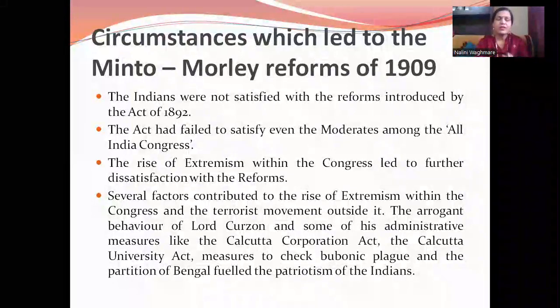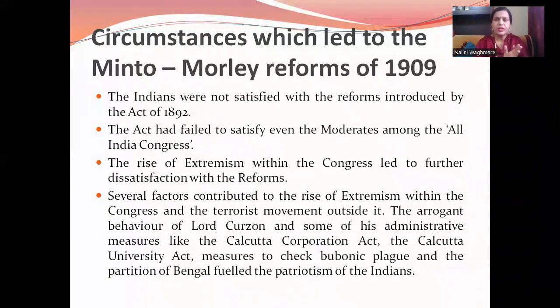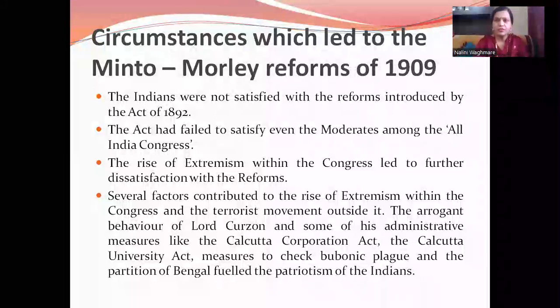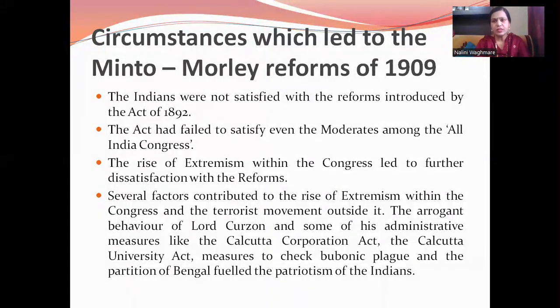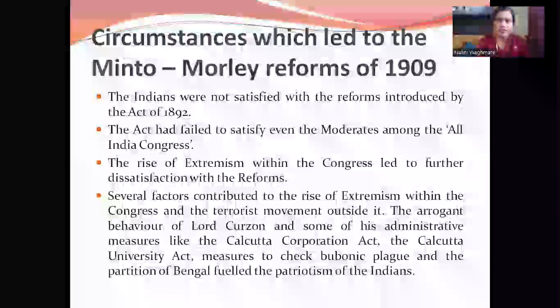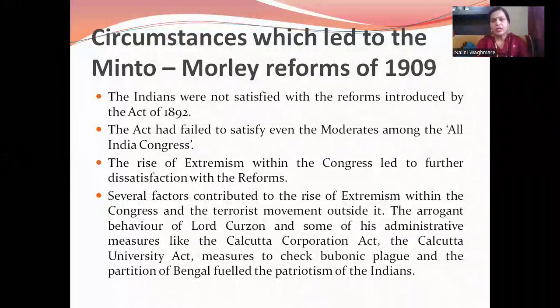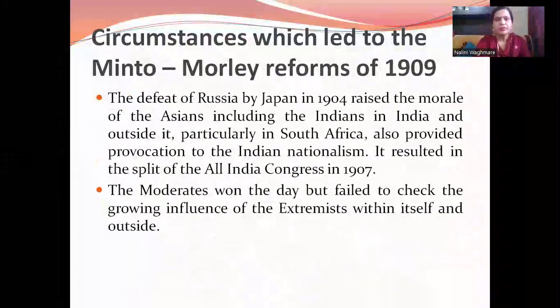The moderates always sided with the British government, with faith in British justice and belief in their administrative abilities. But the British were not ready to give independence. There were so many reasons for the start of extremism in India. They wanted Swaraj, self-government. So these are the differences between the moderates and the extremists. This is one more reason the British wanted to win the moderates to their side. That's why they introduced this Act.